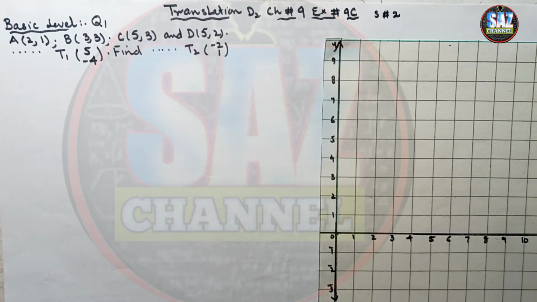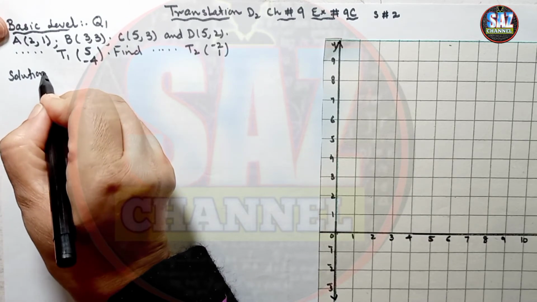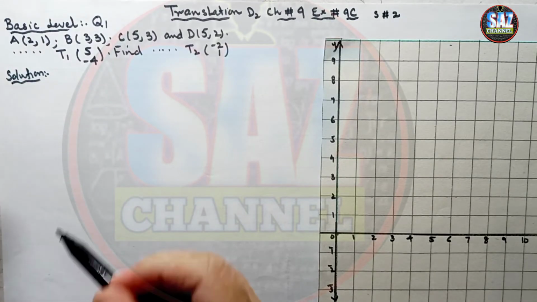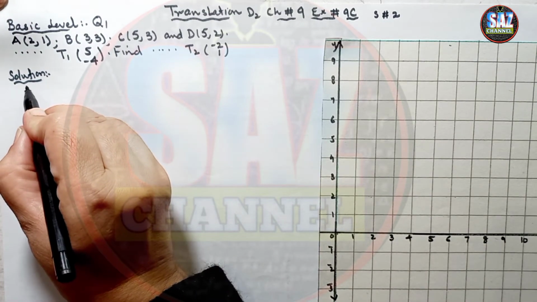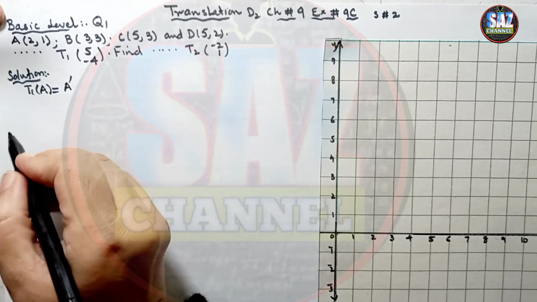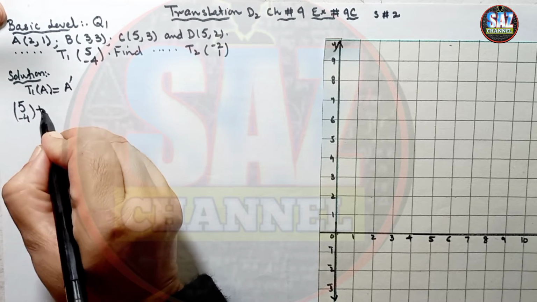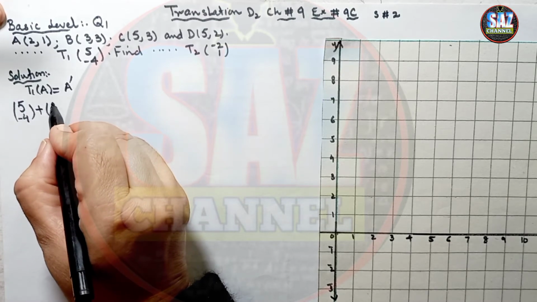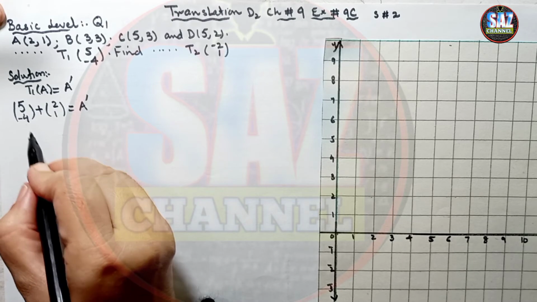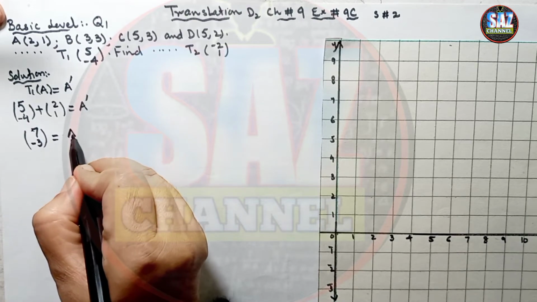We know that the rule of translation is that we have to add the translation vector to each vertex to get the image. So T1 of A will be equal to A dash. That means that when translation vector (5, -4) is added to (2, 1), the image will be A dash: 5 plus 2 is 7, and -4 plus 1 is -3. A dash is (7, -3).